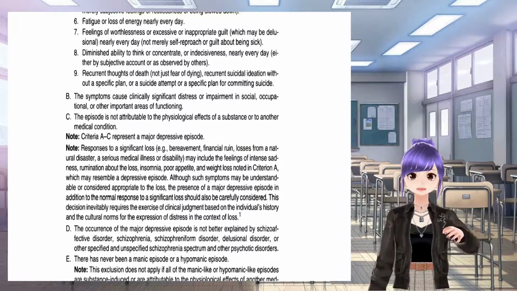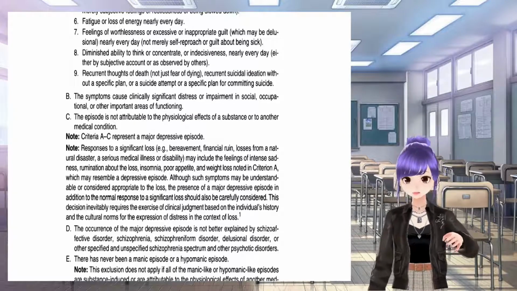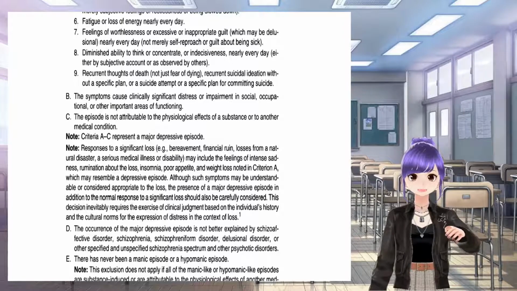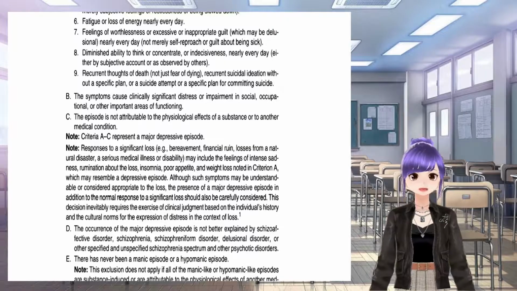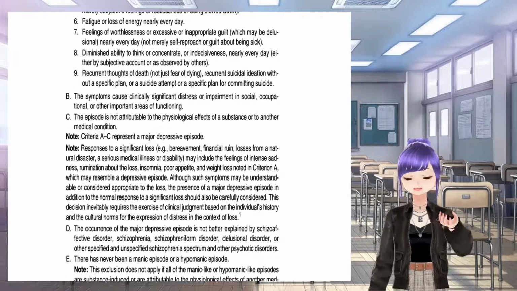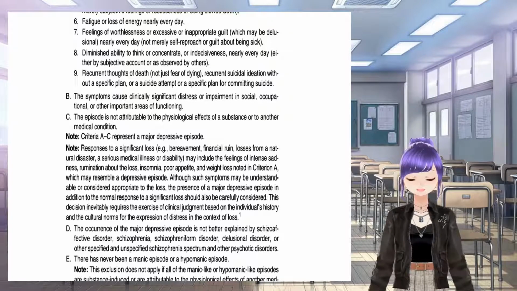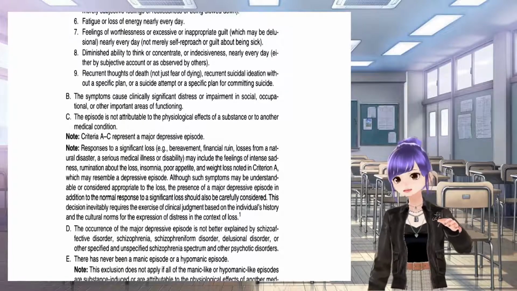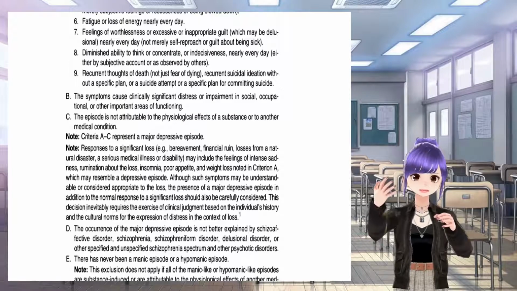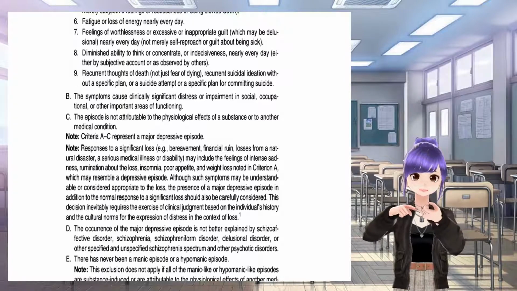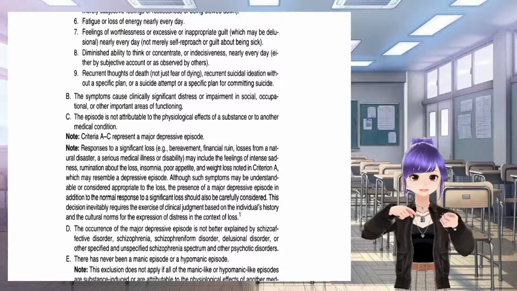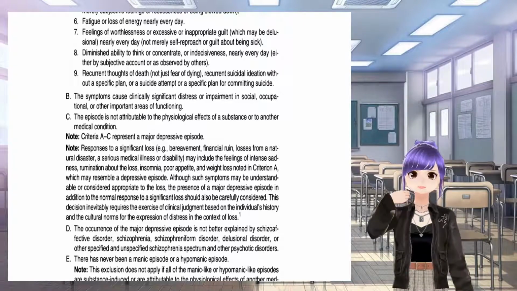So there are also recurrent thoughts of death, and not just fear of dying. There is also recurrent suicidal ideation without a specific plan, or a suicide attempt, or a specific plan for committing suicide. So here, a sign that a person might have depression is recurrent thoughts of death. They think of ways of how to kill themselves. Ideations are just thoughts. Sometimes there is no specific plan, but it becomes a danger zone when there is already a specific plan: there is a time, a place, and a method, and there is already an attempt.